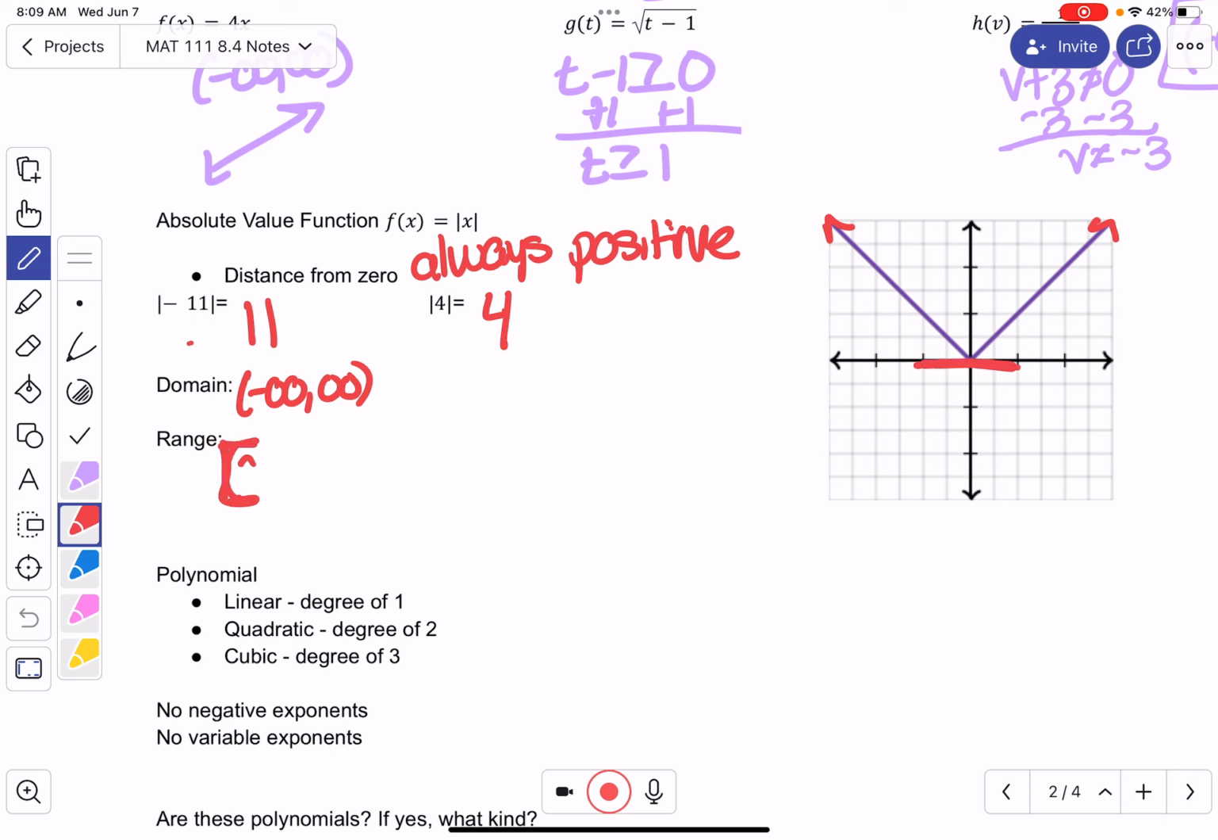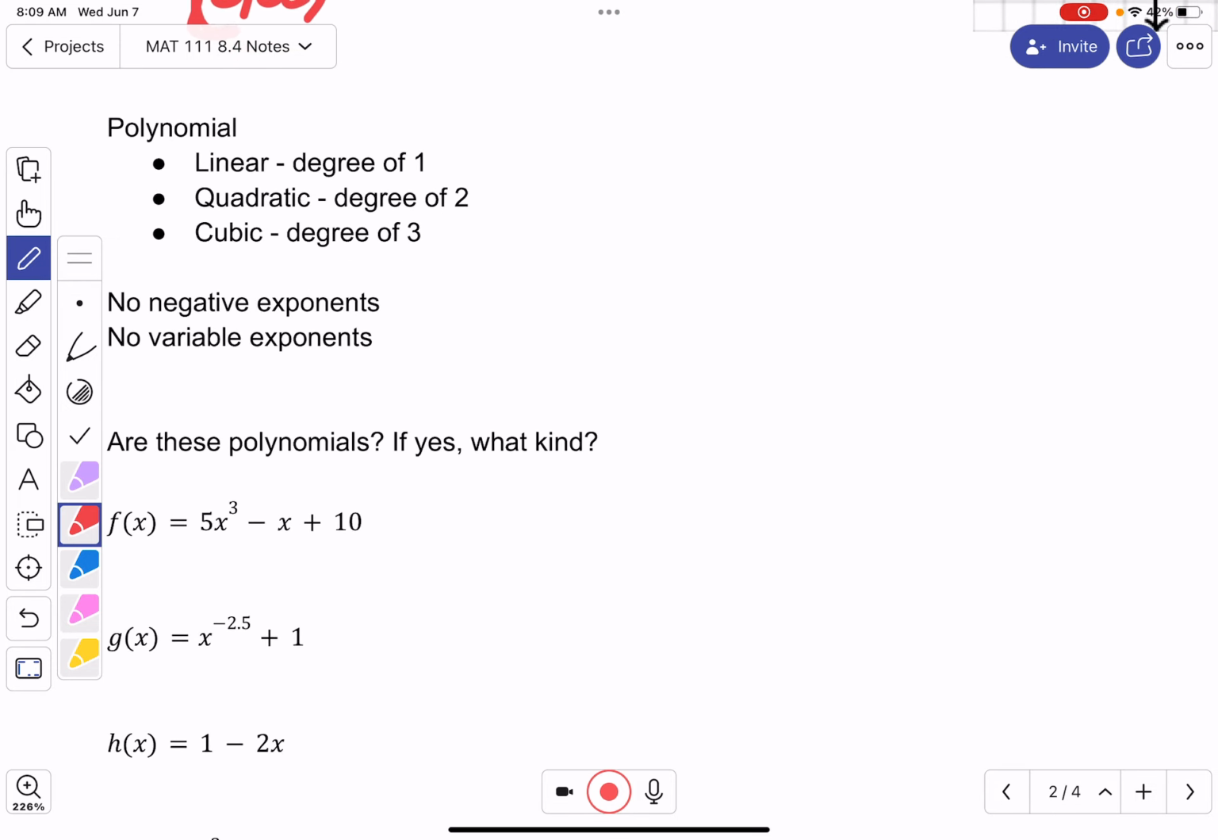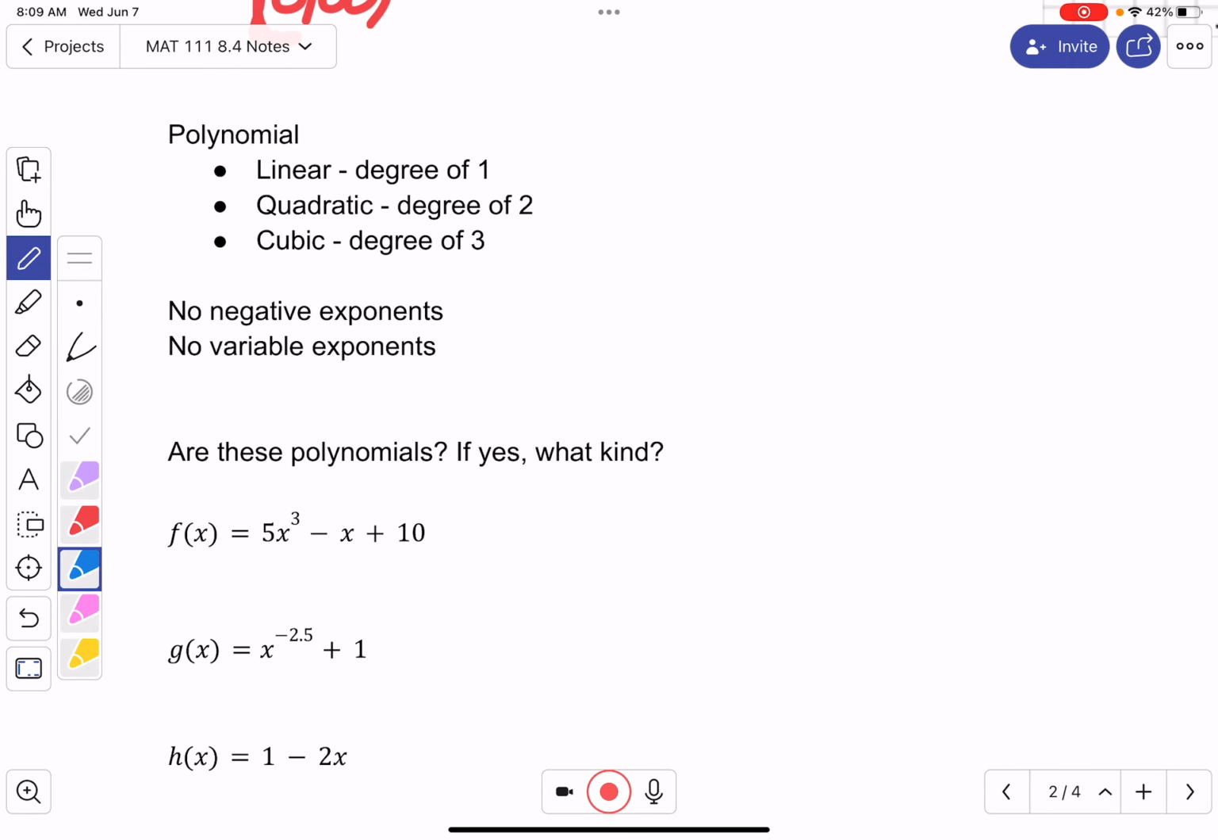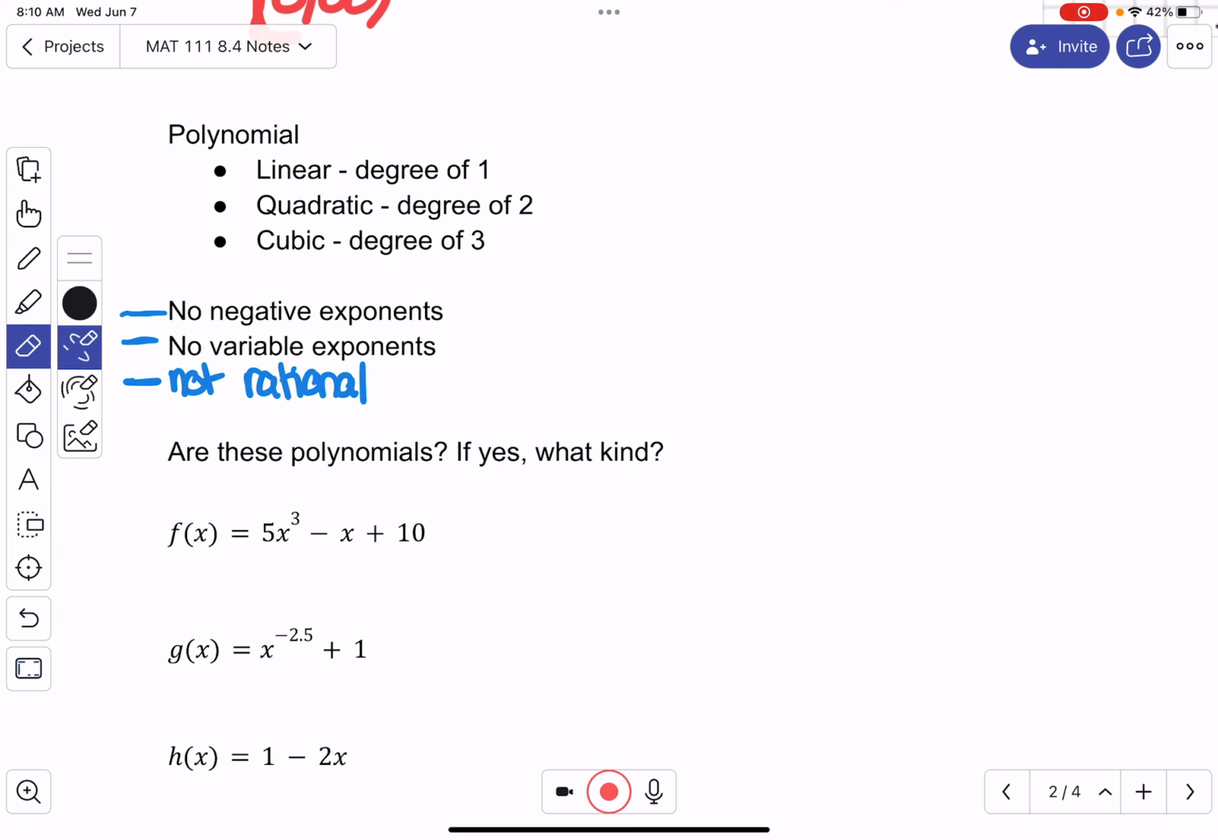Polynomials are multi-term equations or expressions that have a degree. Degree is your highest exponent. There are no negative exponents in a polynomial, no variables as exponents in a polynomial, and they're not rational. Rational functions are not polynomials. We can name these functions by their exponents. If the highest degree or the highest exponent is 1, it's linear. If the highest exponent is 2, it's quadratic. If the highest exponent is 3, it's cubic.